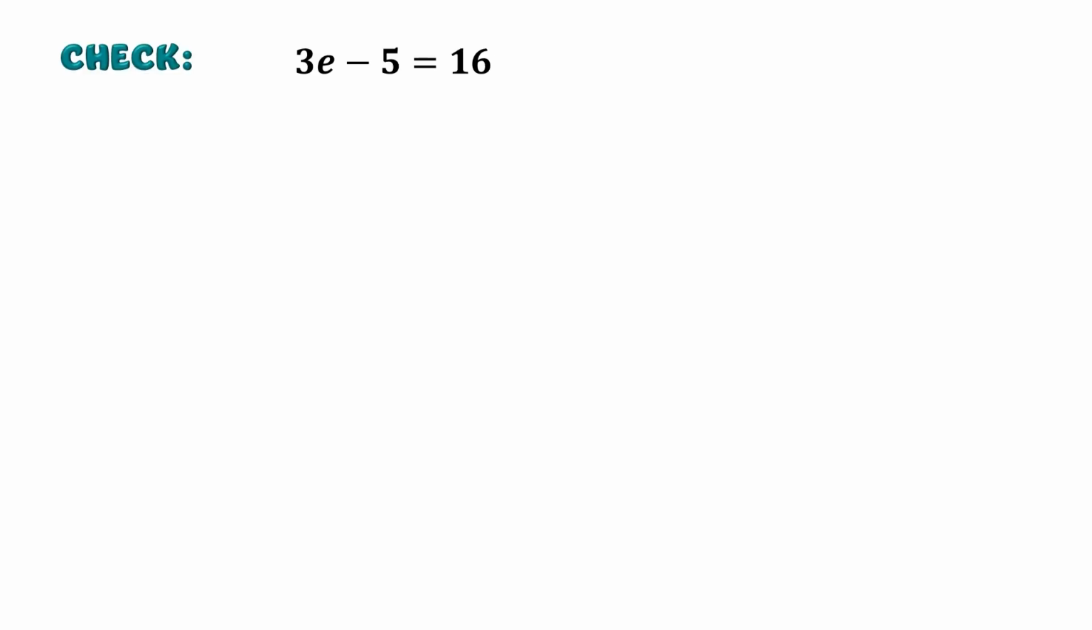Now let's check our solution. So we said that e is equal to 7, so let's replace e with 7 everywhere that it appears in our equation. And remember that we are solving to make sure that both sides of our equation equal the exact same thing. So 3 times 7 is equal to 21. 21 minus 5 is indeed equal to 16. So we have 16 equal to 16, which means that e equals 7 is the correct solution for our equation.